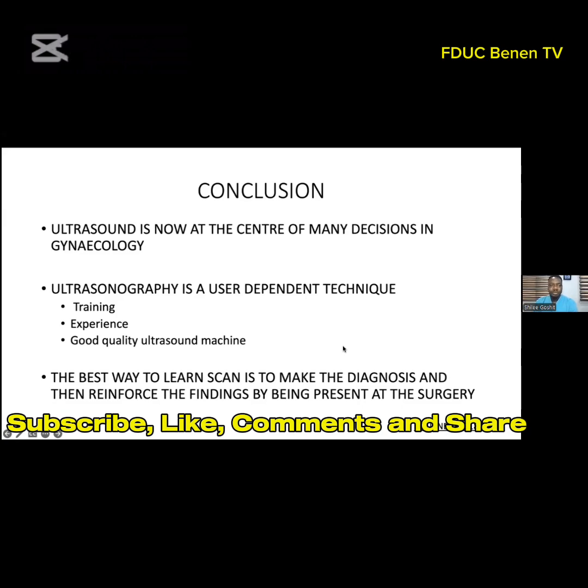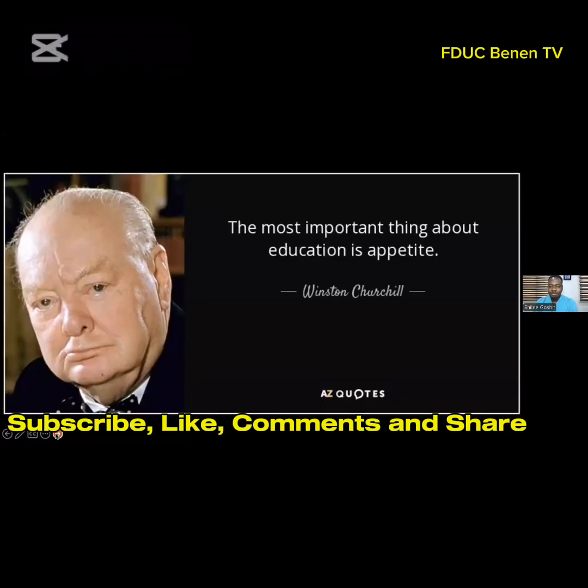So in conclusion, ultrasound is at the center of many decisions in gynecology. It's a user-dependent technique. Training is important. With more training, we'll get greater experience. And if you have a good quality machine, it's very, very important. The best way to learn to scan and make the diagnosis is to reinforce the findings by being present during surgery. And this quote, I find it very useful: the most important thing about education is appetite. So the aim of this lecture is to whet your appetite, to know that there's a lot of potential with ultrasound, and pursue it. Thank you very much.